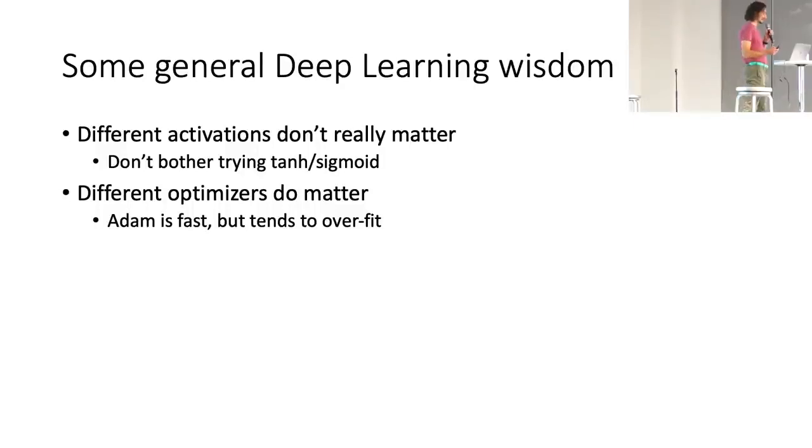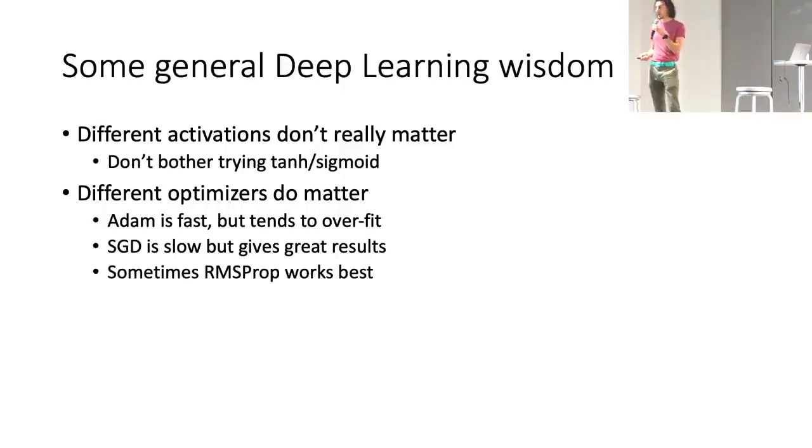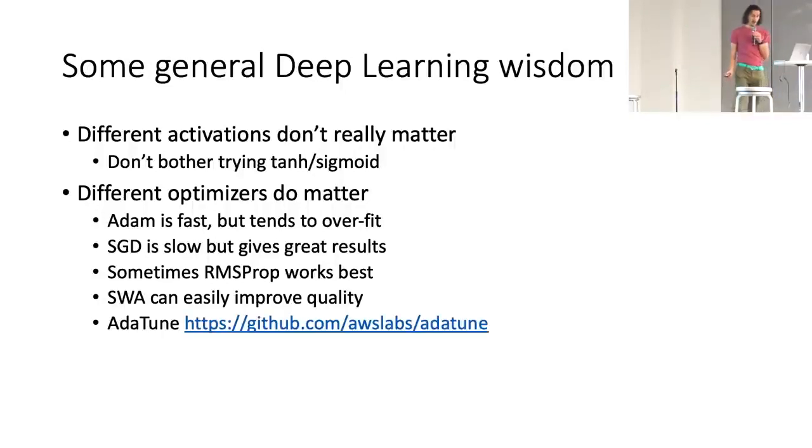It has a bit of a tendency to overfit. If you really are trying to squeeze the juice out of your system and you want the best results, SGD is likely to get you a better result, but it's going to take quite a bit more time to converge. Sometimes RMSprop beats the pants off both of them. It's worth playing around with these things. I told you about why I think SWA is great. There's this system called AutoTune that my old team at Amazon released where you don't even need to pick a learning rate. It dynamically calculates the ideal learning rate schedule at every point during training for you. It's kind of magical. So it's worth playing around with different optimizers, but don't mess with the activation functions.